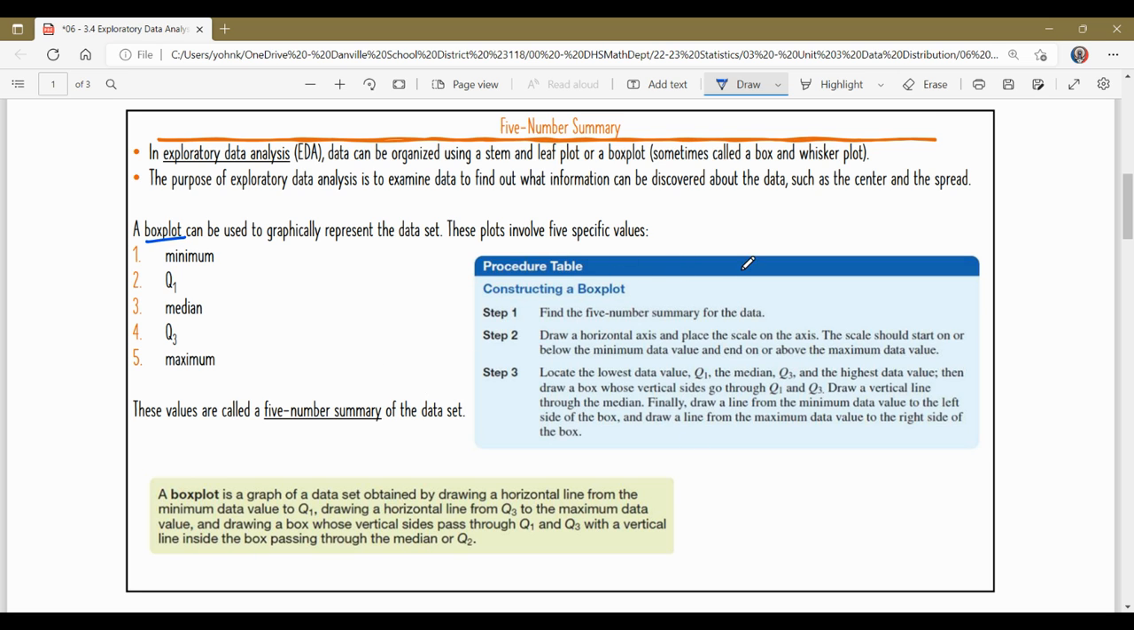So the procedure for drawing a box plot: find the five number summary, and then draw it on a number line. The whole point of a box plot is that you're going to have something that looks like this.